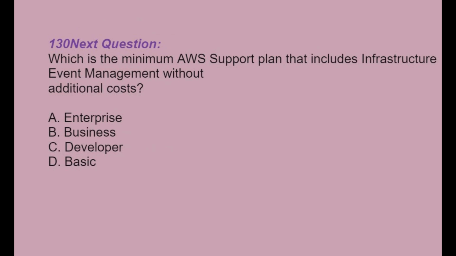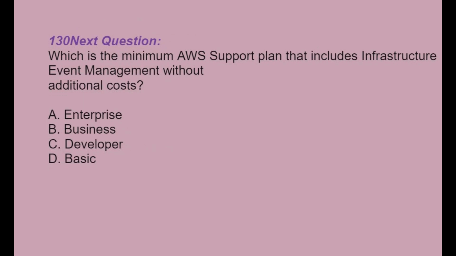Question is, which is the minimum AWS support plan that includes infrastructure event management without additional costs? Option A. Enterprise. Option B. Business. Option C. Developer. Option D. Basic. Correct answer is option B.